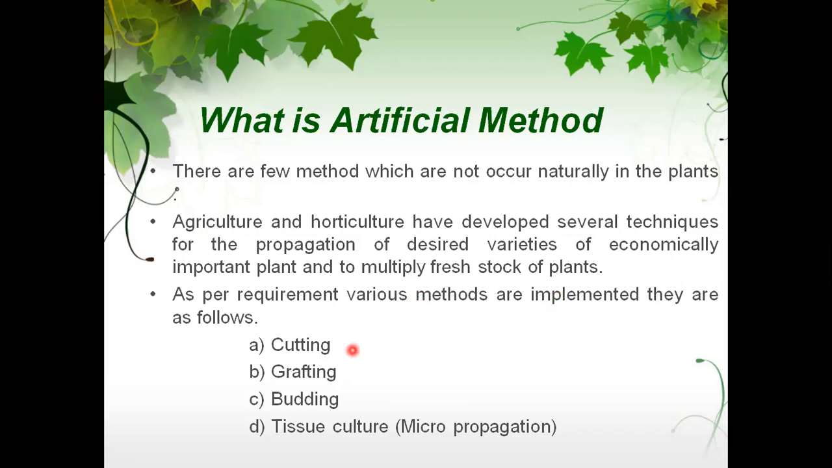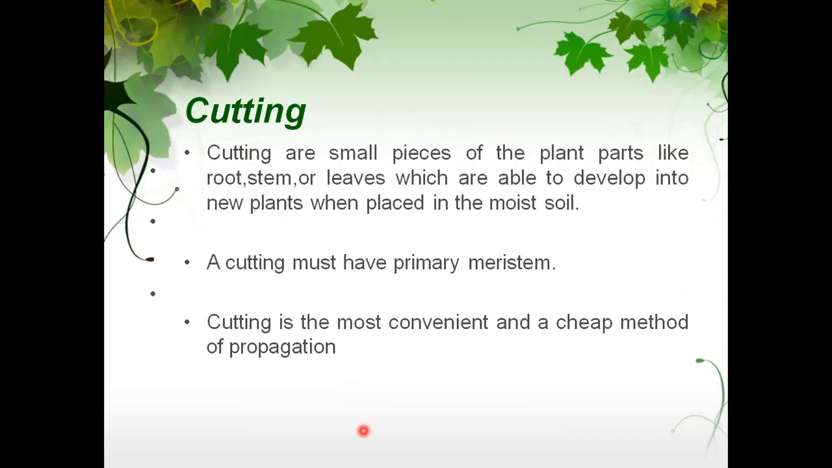They are as follows: cutting, grafting, budding, tissue culture. Now, we will see cutting first. Cuttings are small pieces of plant parts like root, stem or leaf which are able to develop into new plants when placed in moist soil. Means we have to cut small pieces of plant parts like root, stem, leaves, and when we place them into the moist soil, they will develop into a new plant which is genetically identical to the parent plant.